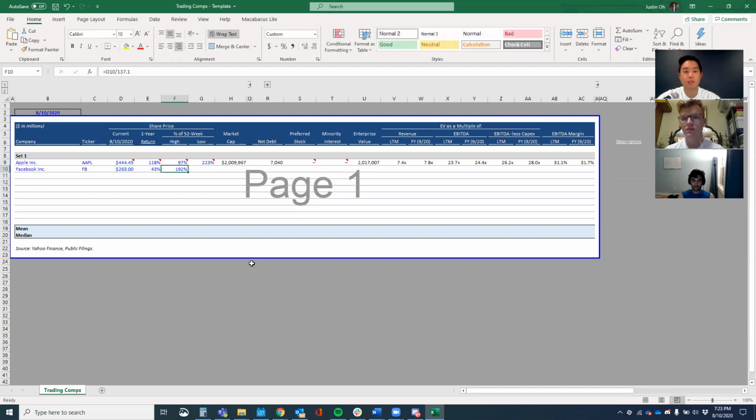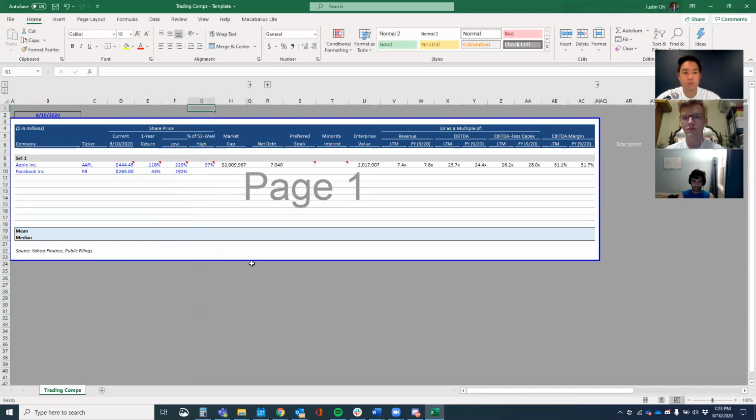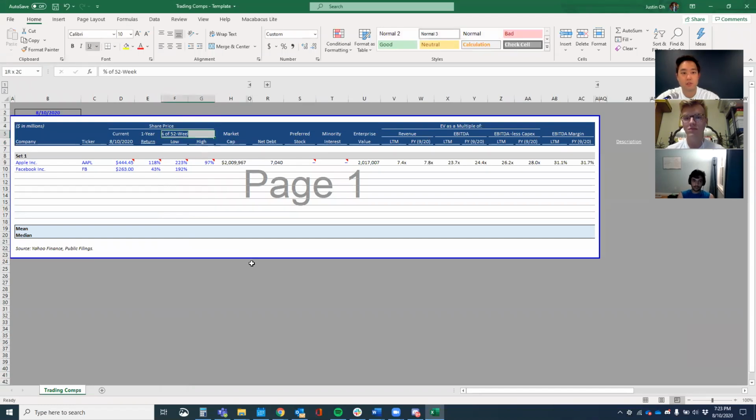Oh, actually, no, because it's just a percentage. I did it on the wrong one. I'll change this up for you guys because it's more confusing. Okay, cool. So that means that as of today, Facebook is trading at almost 200% of its low. If you had bought it over the last year at its trough price, you would have almost doubled your money. That's what that means.